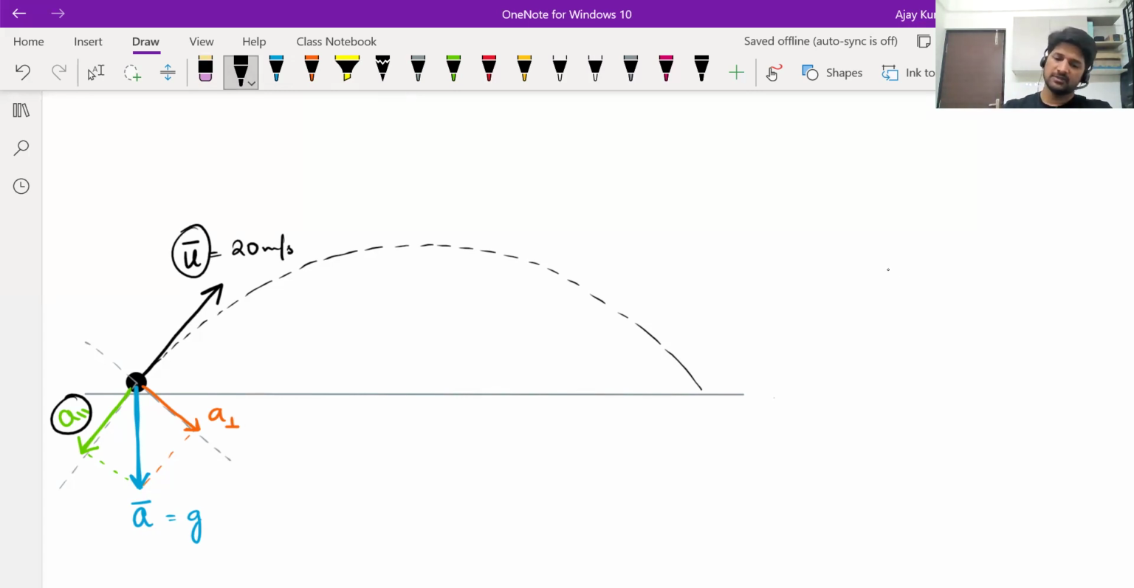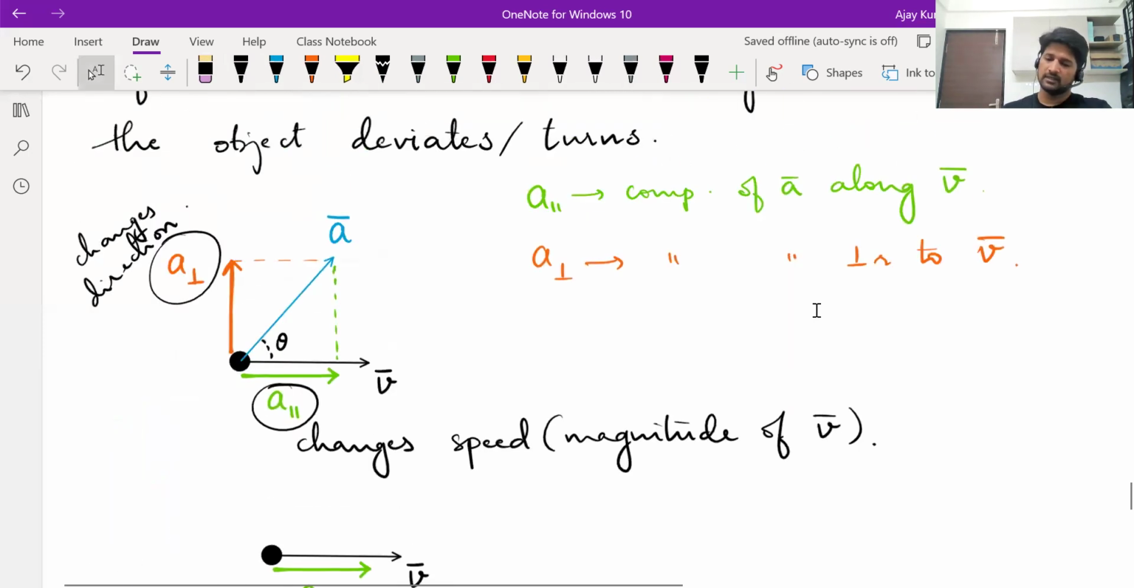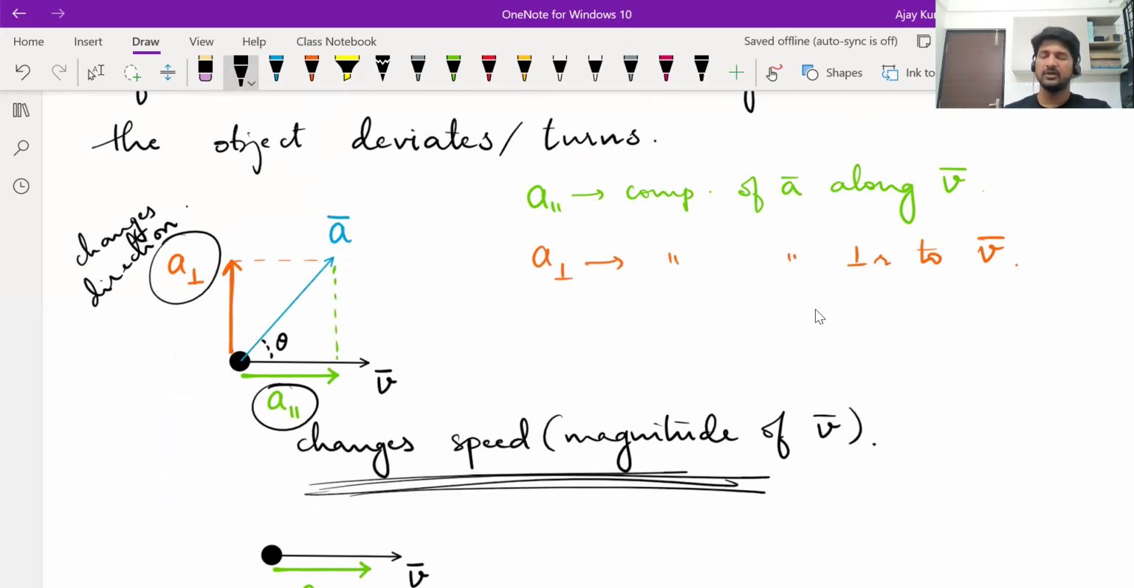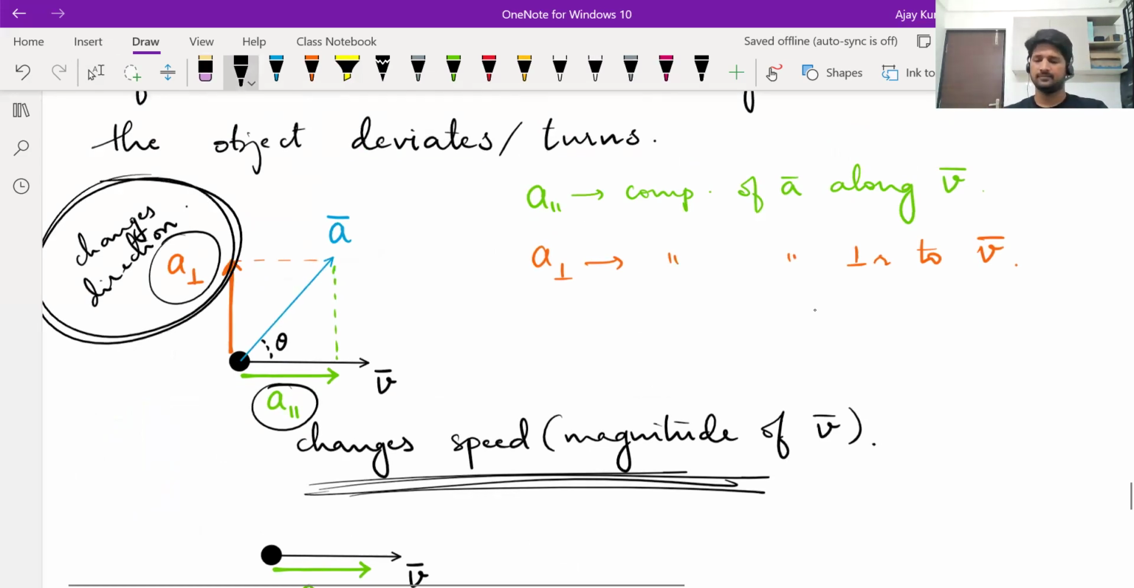And see, the object doesn't follow a straight line like this. The object turns to the right side. What makes it turn is this perpendicular component, as you can see here. The perpendicular component is acting this way, so it will make the object turn that way. So this is what I was telling you a little while ago. A parallel changes the speed. It can make it go faster or slower, depending on whether it's acting in the same direction or opposite direction. The perpendicular component of acceleration changes direction.